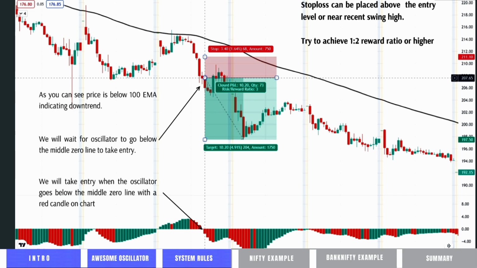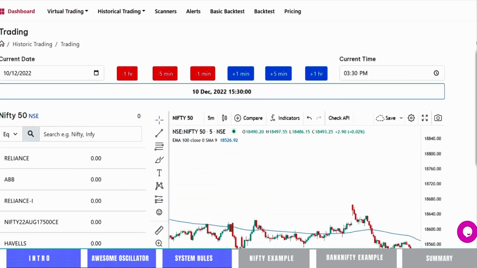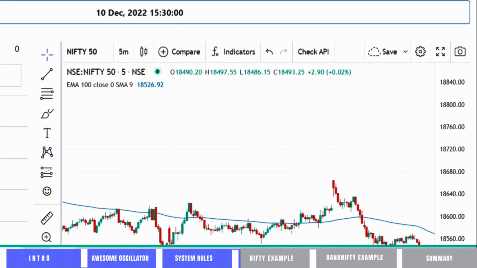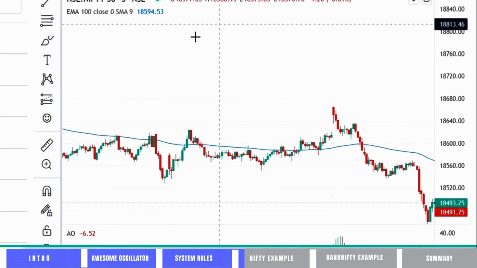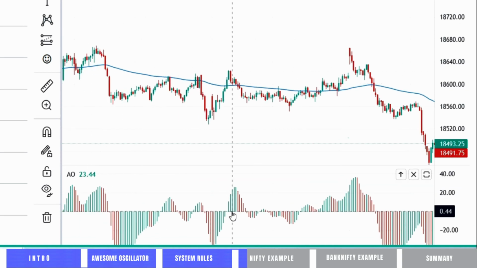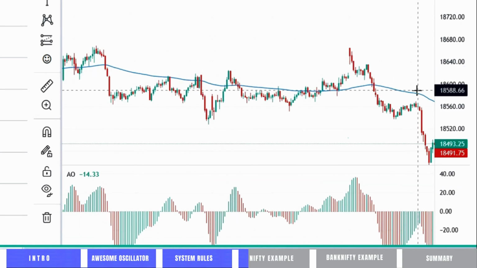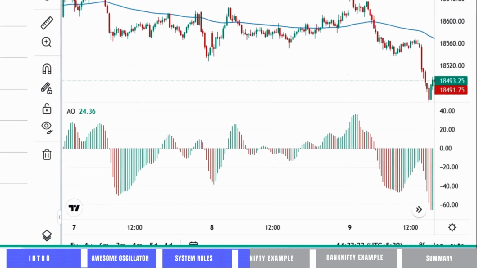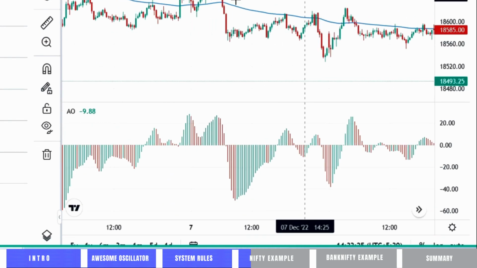So now let us see some examples on Nifty and Bank Nifty. I've already added Nifty 50 here, and it's on the 5-minute time frame. I've also added the Awesome Oscillator at the bottom, and this is the 100 EMA line. So let us see if we are getting any good entries.